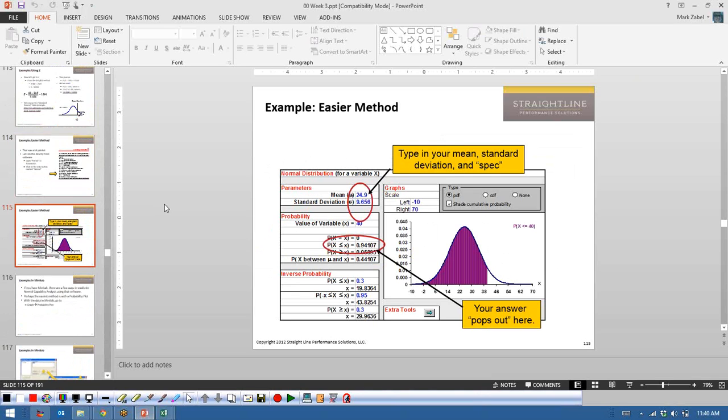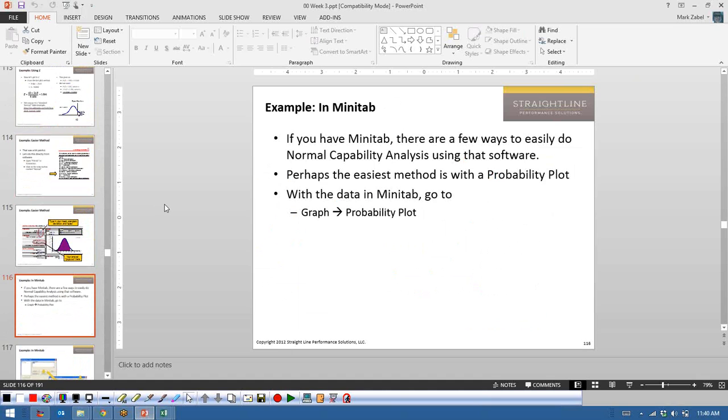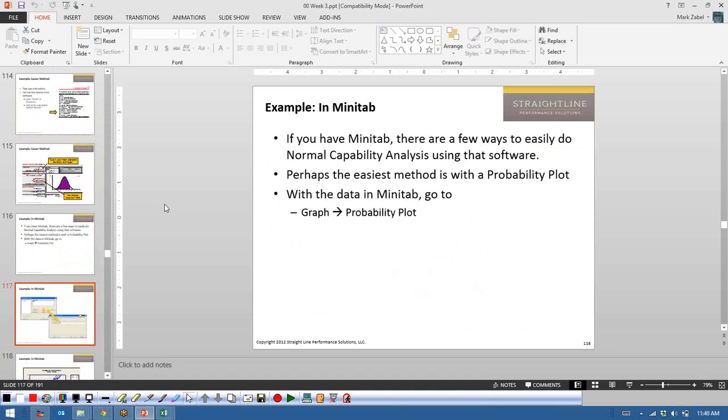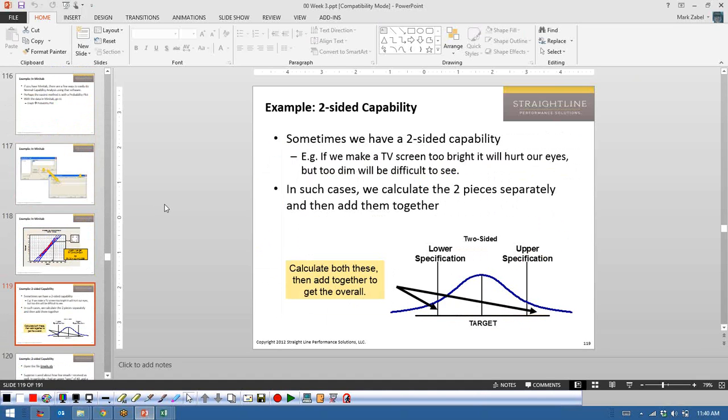By the way, all the probability distributions work exactly the same way. You put in your parameters, and then you put in your value of the variable that you care about, a spec, and you look how much is greater, how much is less. Okay. All right. We're not going to cover the examples in Minitab because that uses something called a probability plot. I do want to also cover something called two-sided capability.